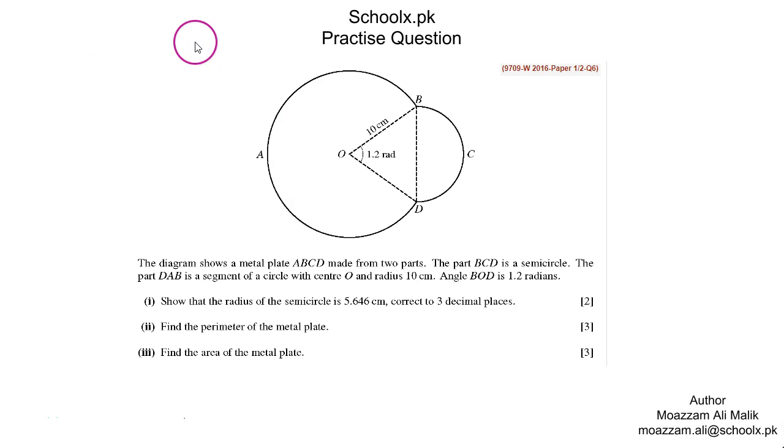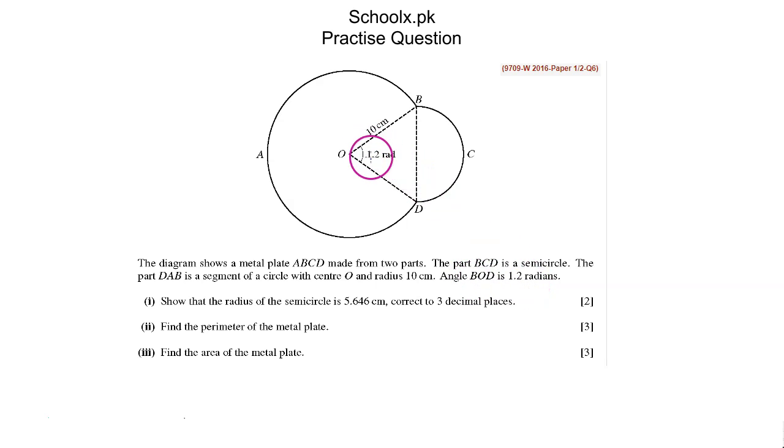Alright, so in this question it says the diagram shows a metal part ABCD made from two parts. The part BCD is a semicircle, this one BCD is a semicircle. The part DAB is a segment of a circle with center O and radius 10 cm. Alright, angle BOD is 1.2.